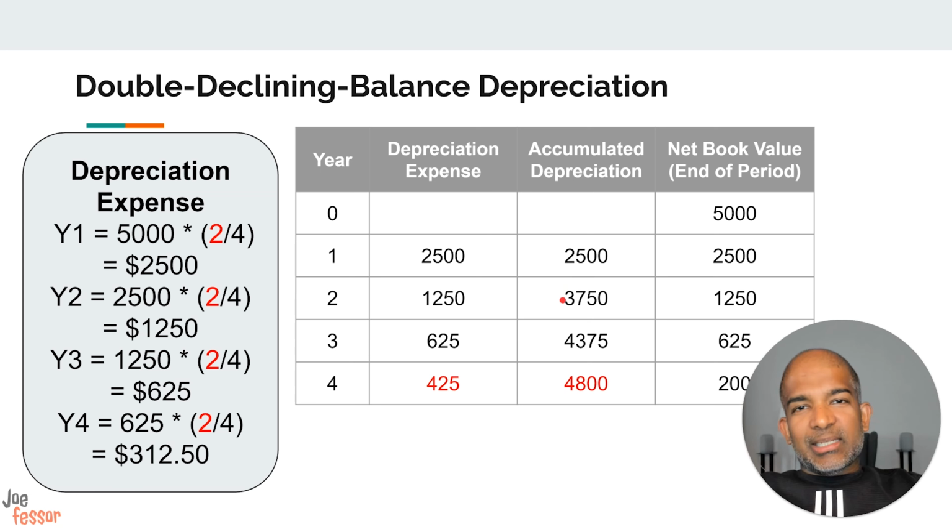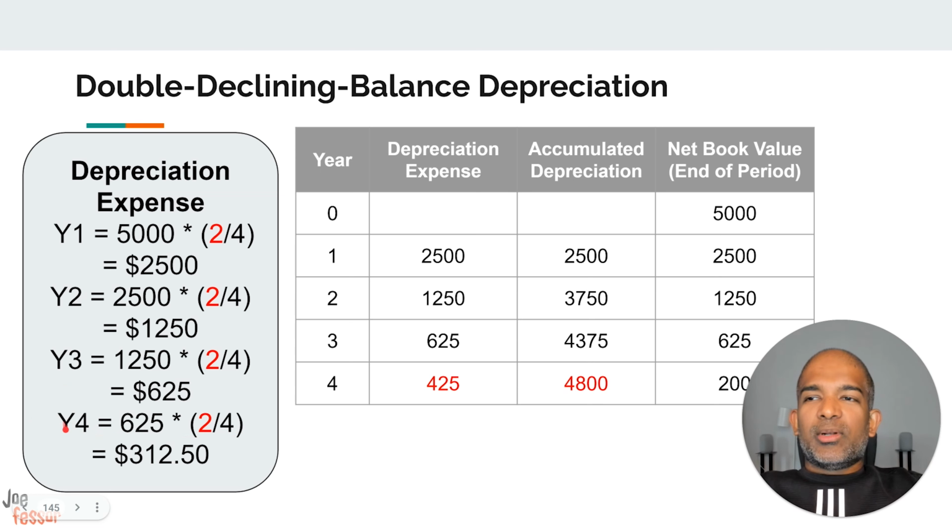So the accumulated depreciation for 2 years is year 1 plus year 2, that is $3,750. So the net book value now at the end of year 2 is only $1,250. We repeat this process again to calculate the depreciation for year 3. So $1,250 multiplied by 2 divided by 4, that's $625. So that's the depreciation for year 3. That leads us to an accumulated depreciation of $4,375, which leaves a net book value of only $625 at the end of year 3.